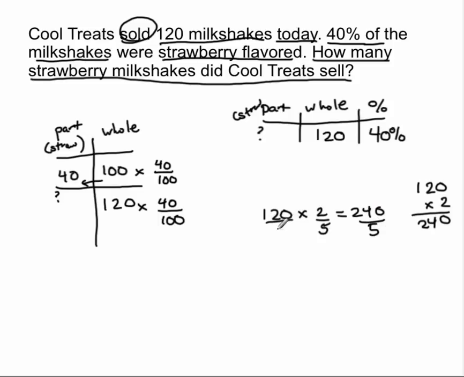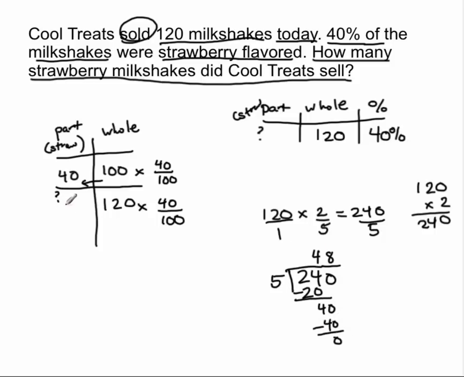Essentially, you can put this over 1 if you'd like. But know that 120 is 100 wholes. So now 240 is going to be divided by 5. And when you do that, you get 48.